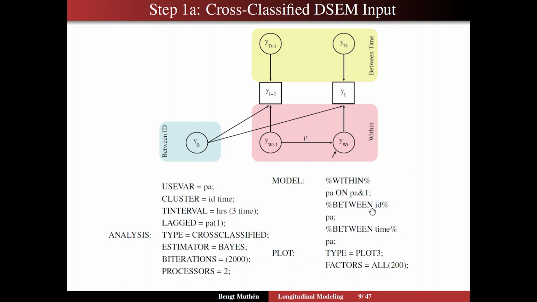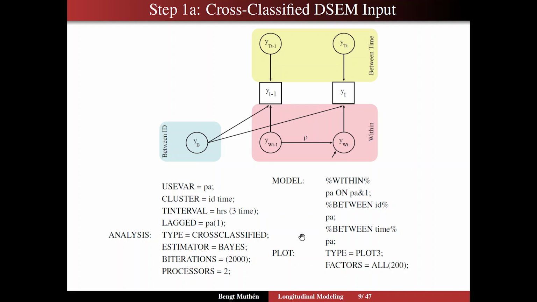On the between ID level, we estimate the variance for this YB variable, and we also estimate its mean by default. On the between time level, we also estimate that variance. That's the variance of this variable up here. And that variance is called PA, and on that level the mean of that is 0. So the means of these are always 0. And note also that one cannot have relationships between the y circles up here in the between time box part of the model.